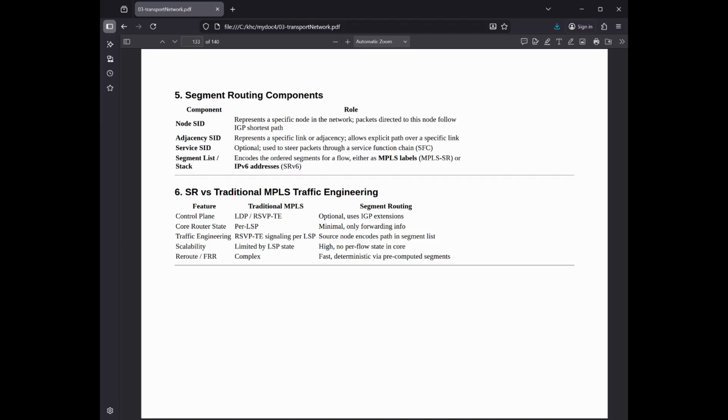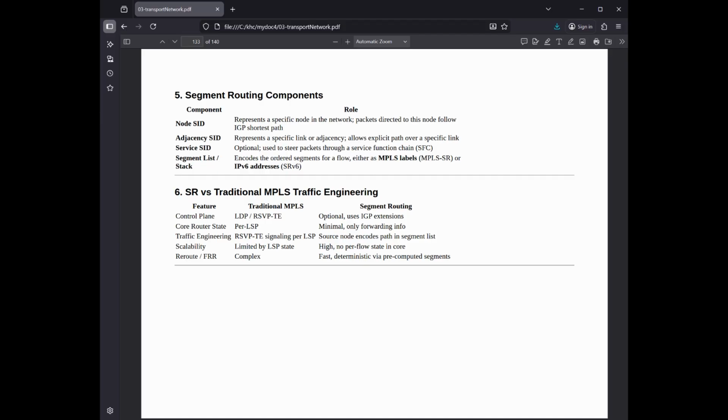Segment routing uses TI-LFA, topology independent loop-free alternate. Point 2: Because the SDN controller or the router has a global view of the segments, it pre-calculates a backup path for every possible failure automatically. 3: It guarantees sub-50 ms recovery regardless of the network topology.